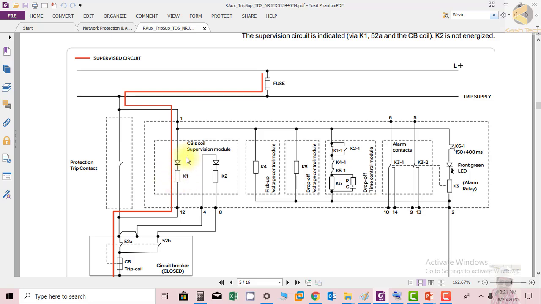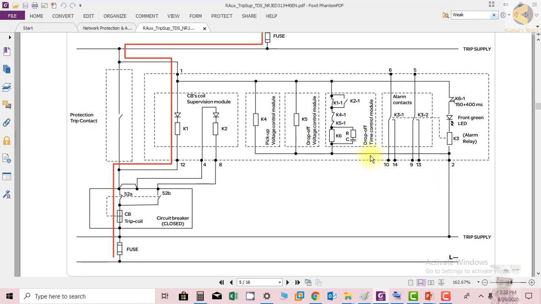The coil is picked up and it's basically healthy. So it is showing that the system is healthy, and the green light will be on. So if this timer is on, then the light will be on, and there will be no alarm in that case.